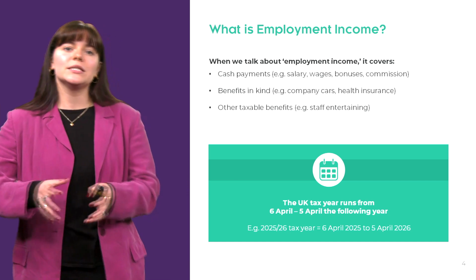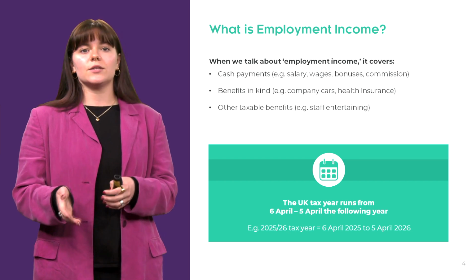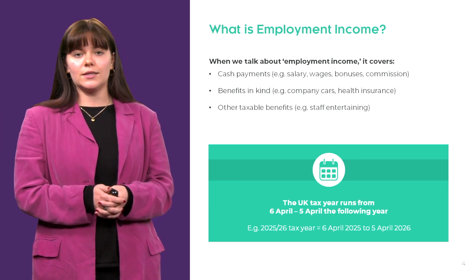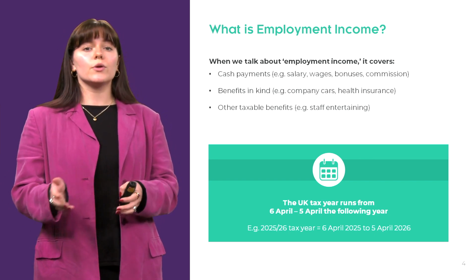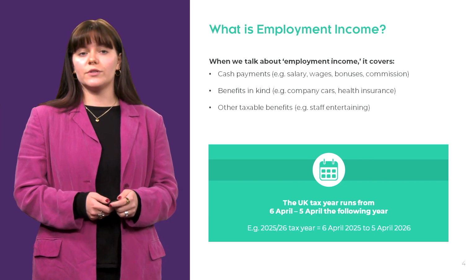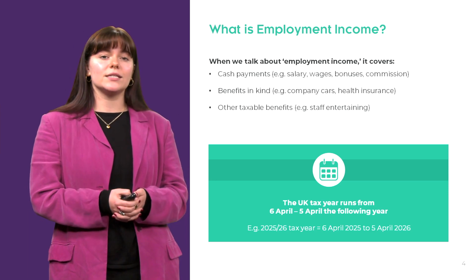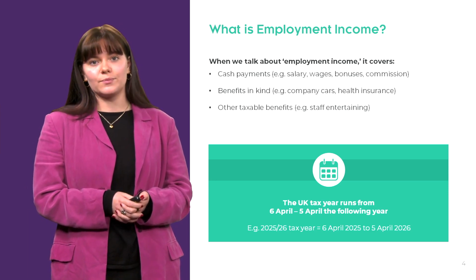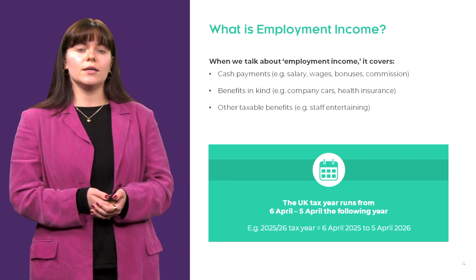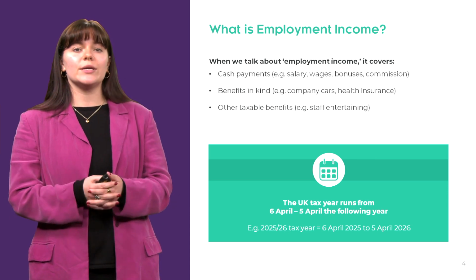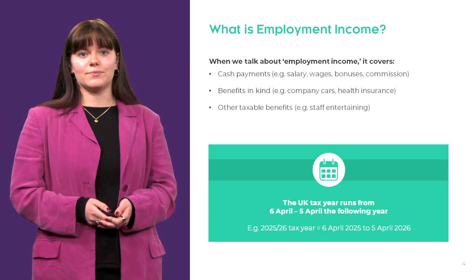For example, the 25-26 tax year started on the 6th of April 2025 and it will end on the 5th of April 2026. Understanding this time frame is crucial because all income, including employment income, is assessed within this window for tax purposes. It affects when you report income, when tax is calculated, and when allowances reset. During this session, I will be using rates from the 25-26 tax year, and these will be subject to change, and so it's really important to remember to check the current rates when doing any calculations.